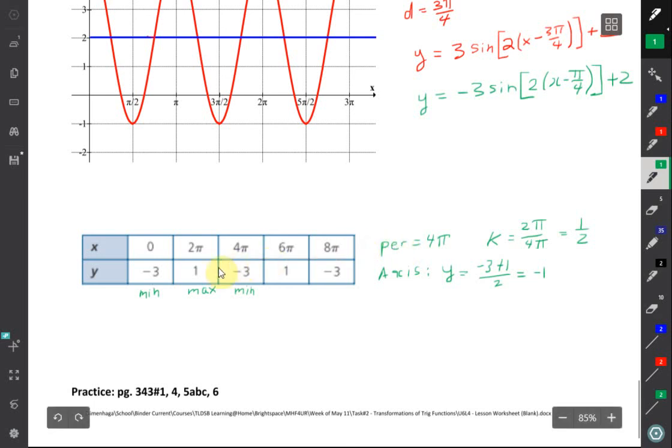Now, the minimum starts at x equals 0, so the minimum is on the axis. That tells me two things. One, there's no phase shift because it's starting at a natural point. And two, a cos would be the easiest to do because cos starts at a min or a max. And this also tells me that there's a reflection.